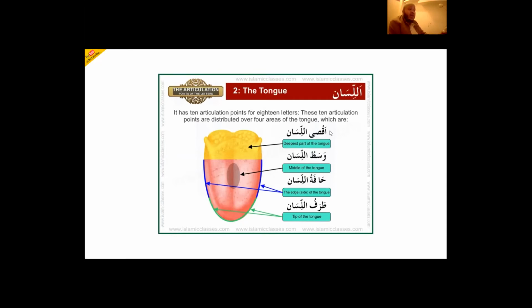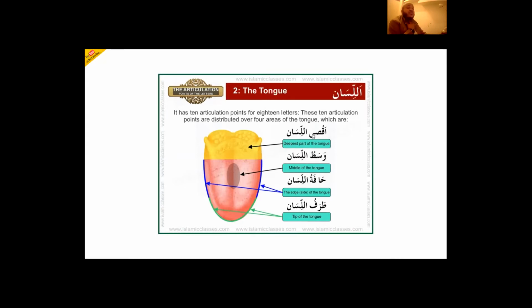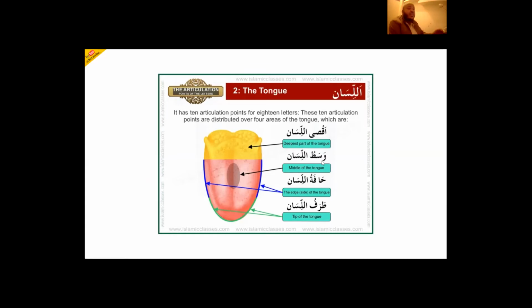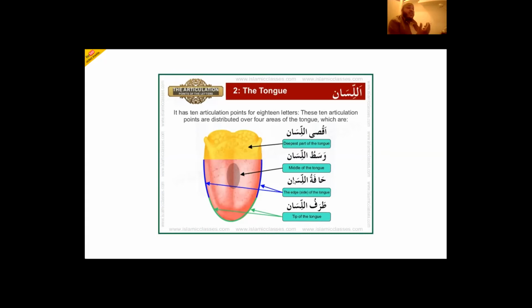You have aqsa lisan, which is the deepest part of the tongue, closer to the tonsils. Then you have wasat al-lisan, which is the middle part of the tongue. And you have hafat al-lisan, which is the 2 sides of the tongue. And then finally you have tarf al-lisan, which is the tip of the tongue.